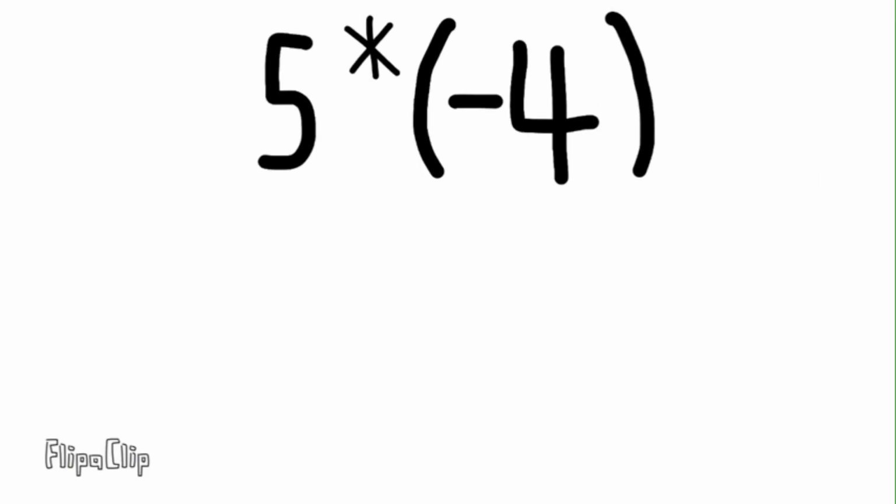Lastly, let's get into some multiplication. Actually, my teacher doesn't like the X for multiplication, so we'll just use an asterisk instead. So let's start out with a simple question. You should be able to solve this. We're going to do 5 times -4.